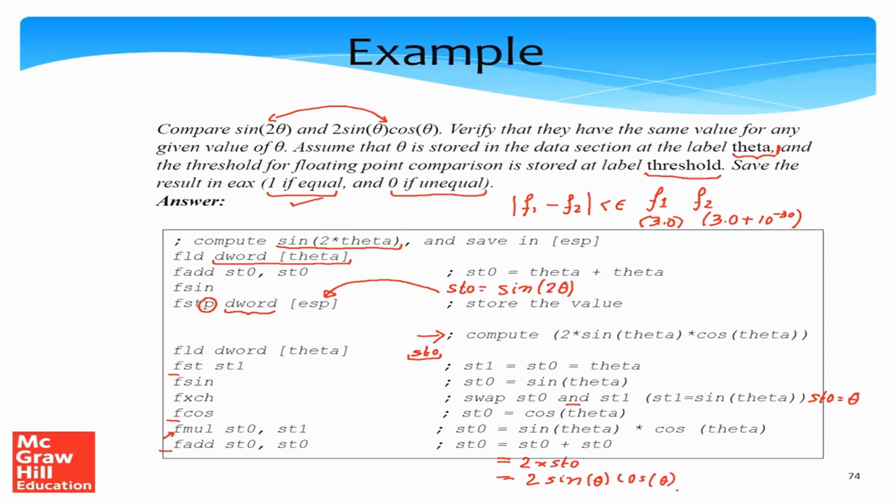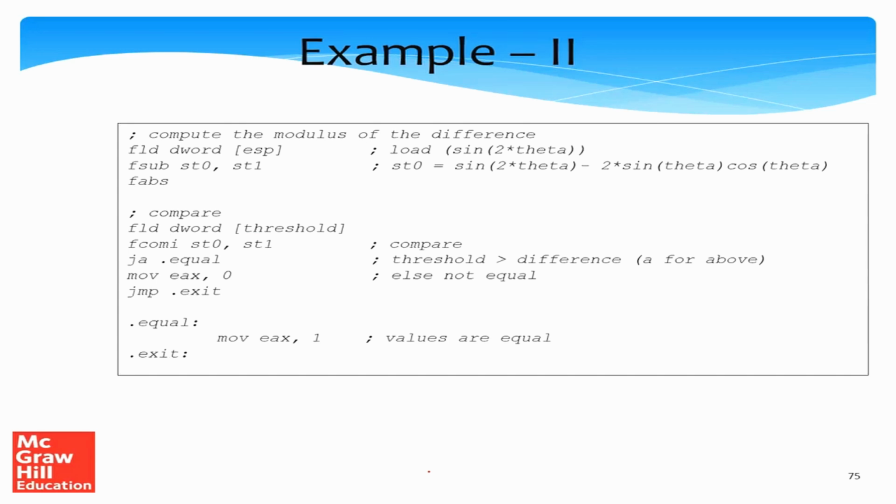Okay, so where are we at the end of this page? We have saved sine 2 theta at the memory location whose address is in ESP, and we have 2 sine theta cos theta in ST0. Now that we have this, let us again load the value that was stored in ESP, which is sine of 2 theta, into the stack top.